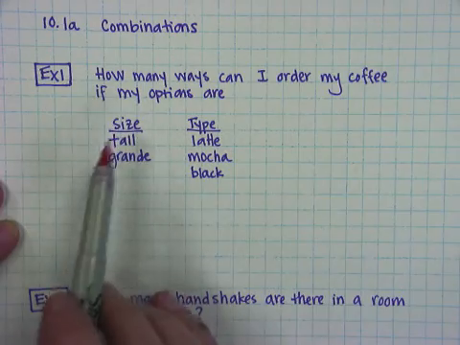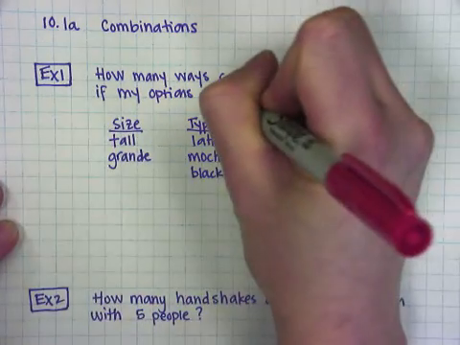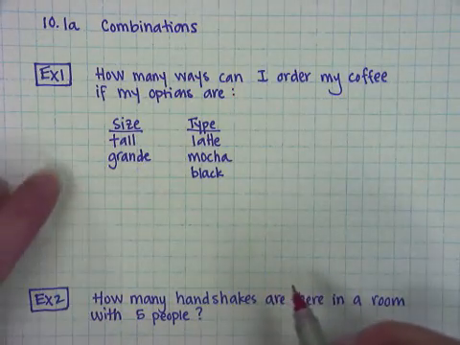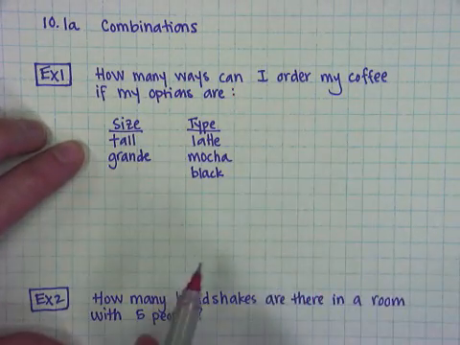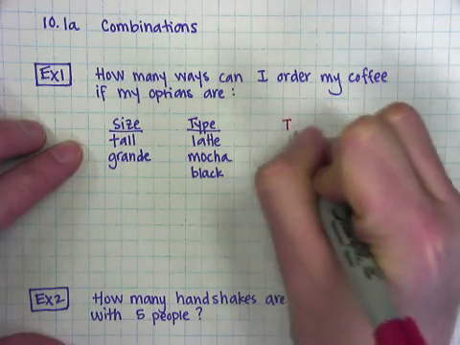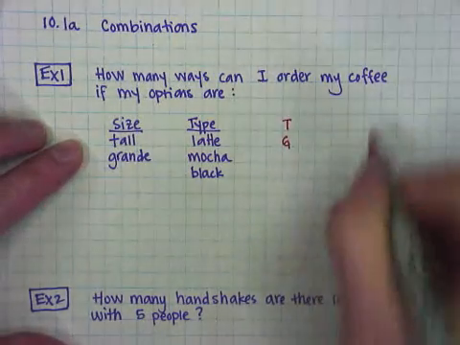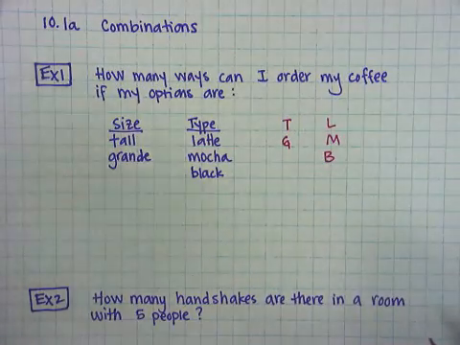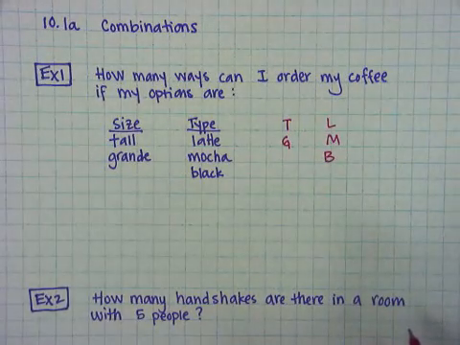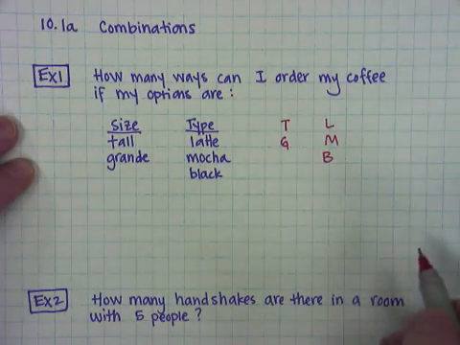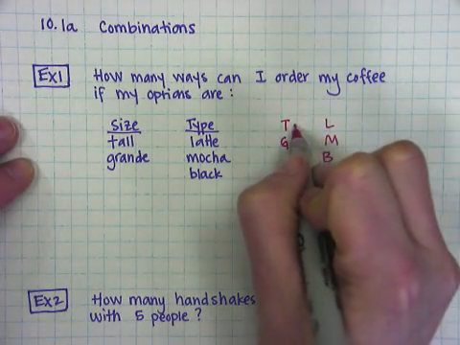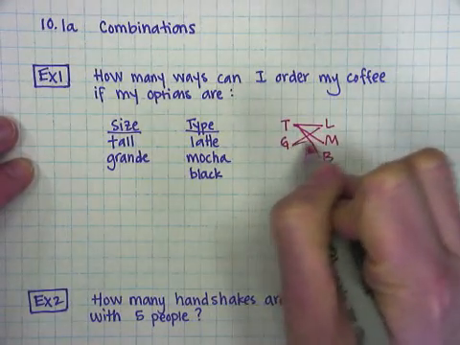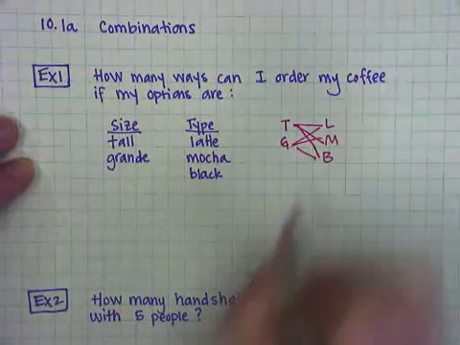And the question said, how many ways can I order my coffee if my options are these? So today in class we talked about how to do this as a diagram. Some shortcuts that we noticed: you could write tall and grande as T and G, and then L for latte, M for mocha, and B for black. One way you could count how many different options there are is to draw a diagram where you connect them with lines. So 1, 2, 3, 4, 5, 6 ways.